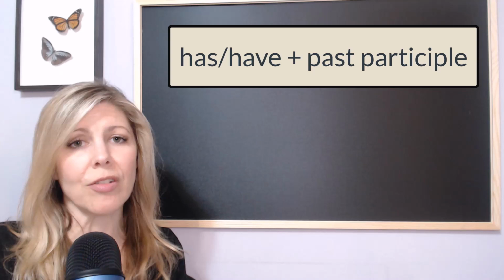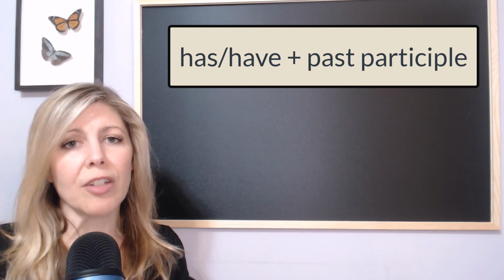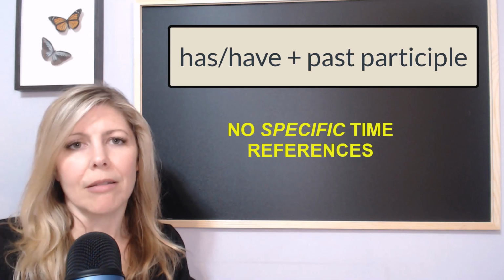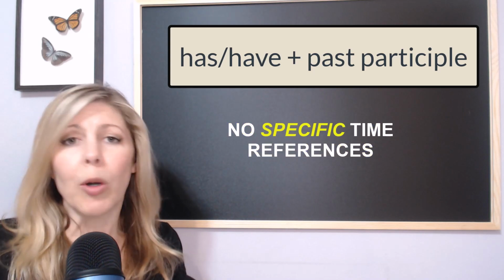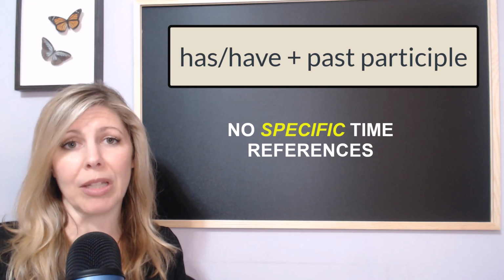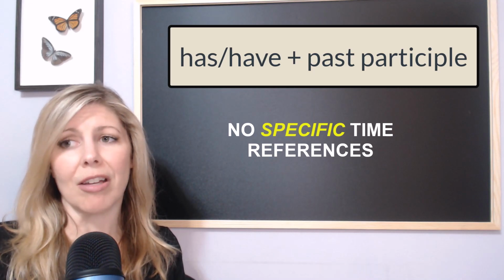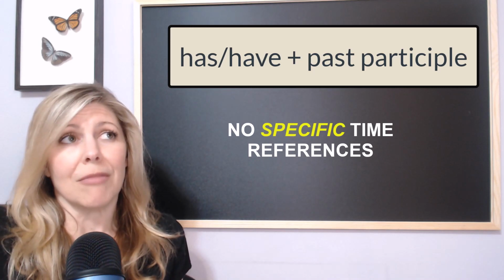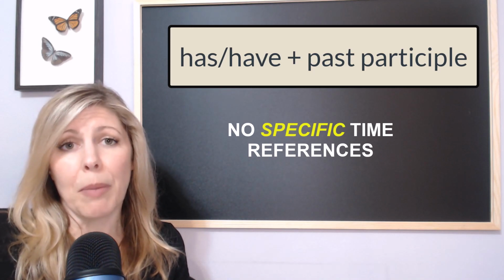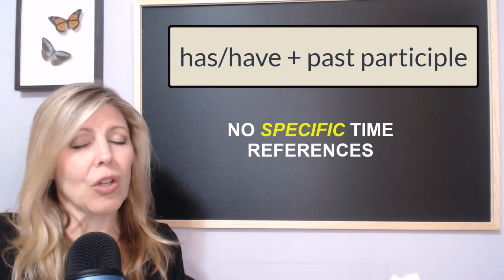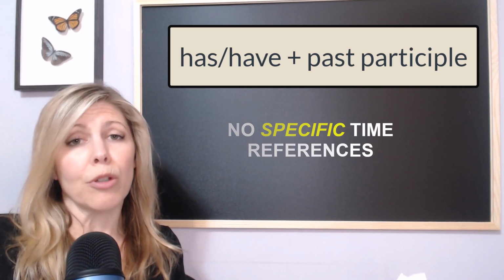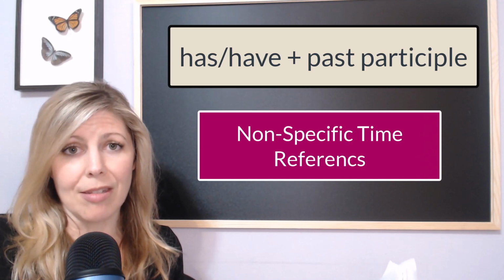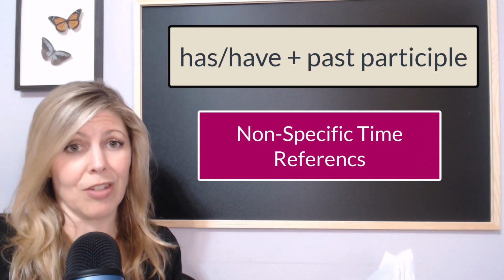Now, we mentioned that with present perfect, we don't use specific time references. With this tense, it's not important to know when something completed. Okay, that is not the objective of this tense. It's just that it finished at some point in the past. Okay, so sometimes we will use what's called non-specific time references. So what are non-specific time references?